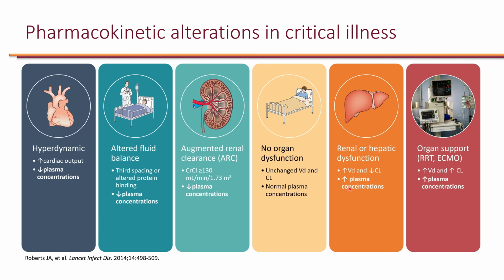And then on the other end of the spectrum, we have if you have increased plasma concentration, so either because of renal or hepatic dysfunction, so the drug is not getting cleared. So your plasma concentrations go higher, so you need to dose adjust and reduce the dose. And sometimes there is organ support. So if there is renal replacement therapy or ECMO, you may have increased or decreased plasma concentration.